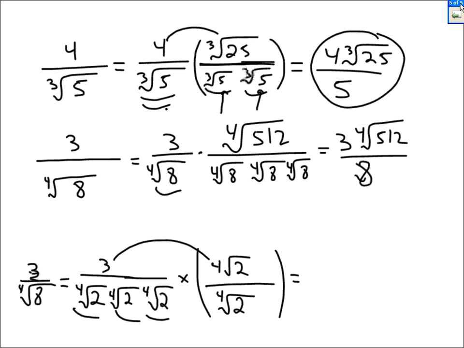3 times 4 is 12 times the square root of 2. Oh, excuse me, that's not square root, that's the 4th root. So we have 3 times the 4th root of 2 divided by 2. Okay. Now for the top.